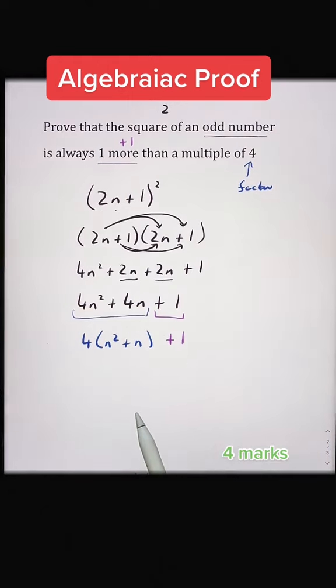Hence, we've proved that the square of an odd number is always 1 more than a multiple of 4, because 4 times anything will be a multiple of 4, and a multiple of 4 add 1 will always be 1 more than a multiple of 4.